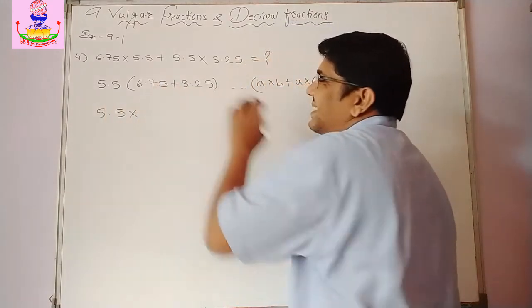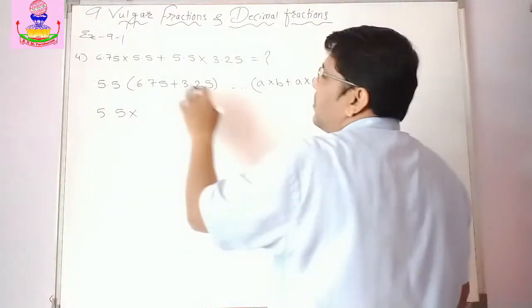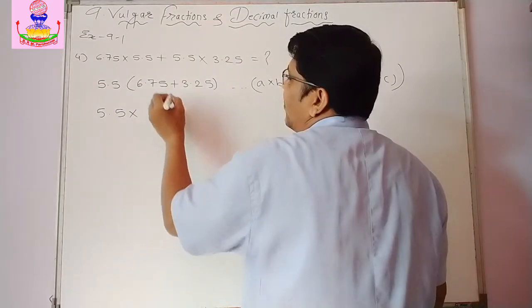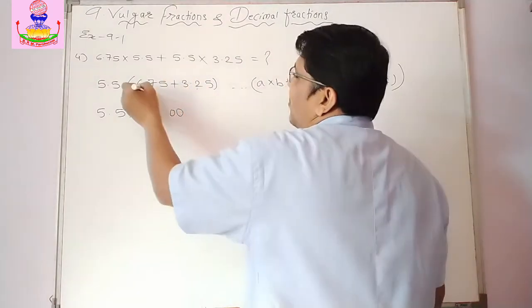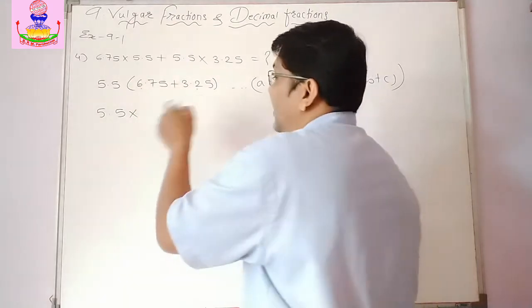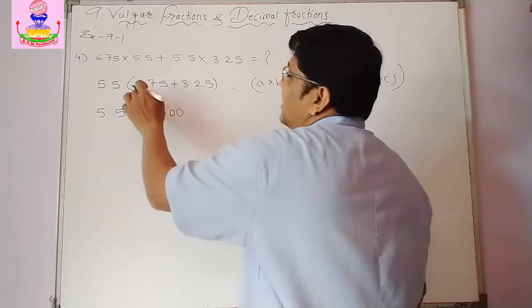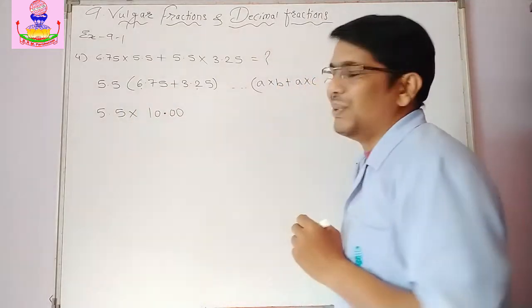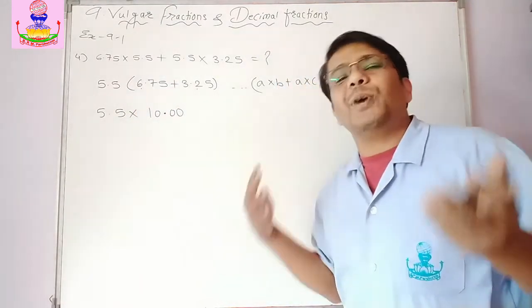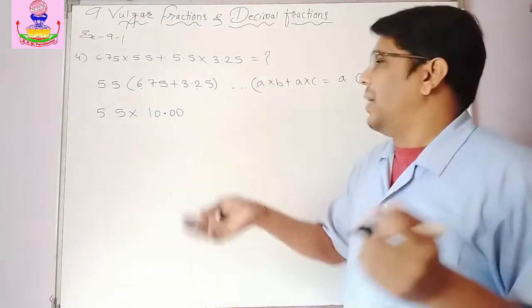5.5 into, add this, it becomes easy. 5 plus 5, 10, 1 carry on. 7 plus 2, 9 plus 1, 10, 1 carry on. Decimal point is there. Give the decimal point. 6 plus 3, 9 plus 1, 10. देखो कितना easy हो गया. So 10.0. 10.0 means 10 only.